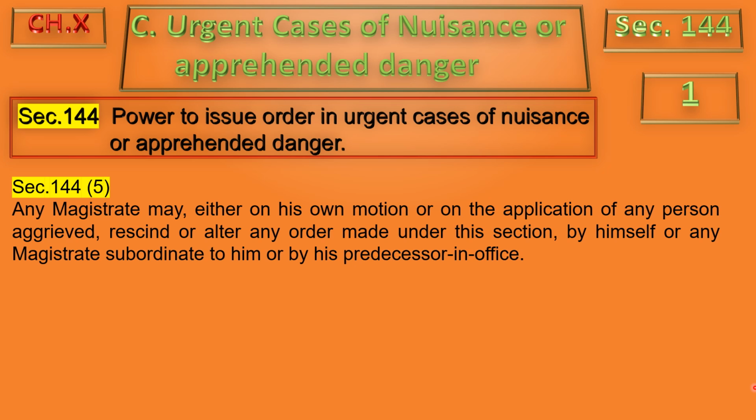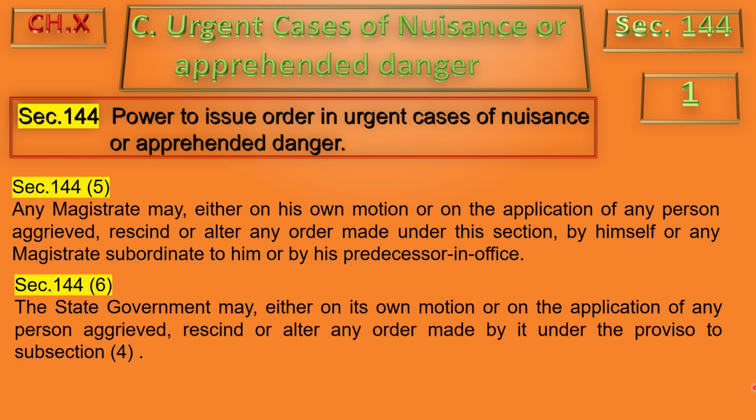Next is subsection 6 of section 144. It says the state government may either on its own motion or on the application of any person aggrieved rescind or alter any order made by it under the proviso to subsection 4. Now, when we have given the power to the state government that they can extend the notification, they have the power to alter it as well. So, the state government can do so.